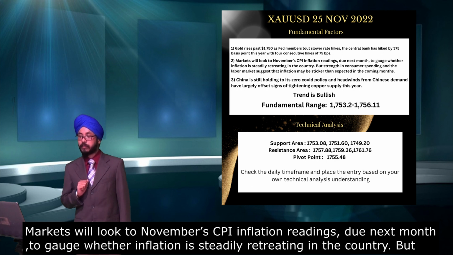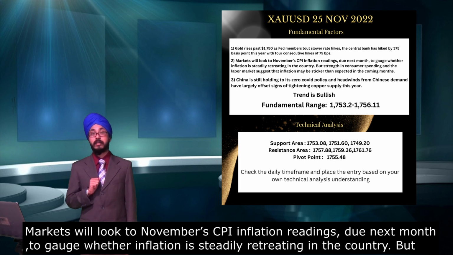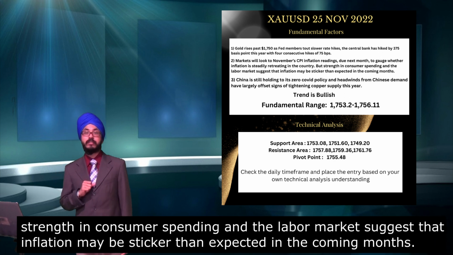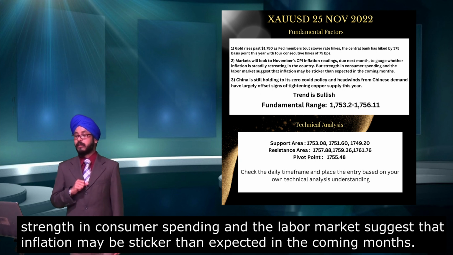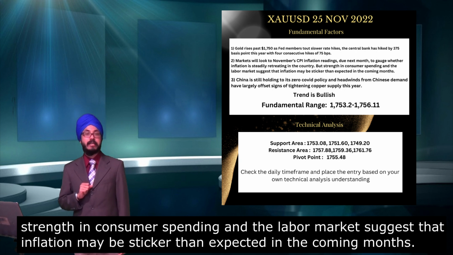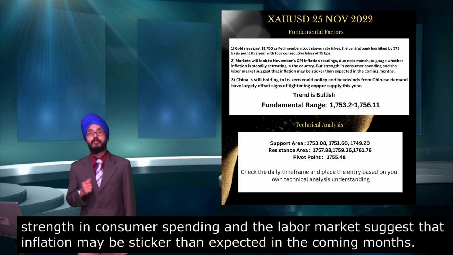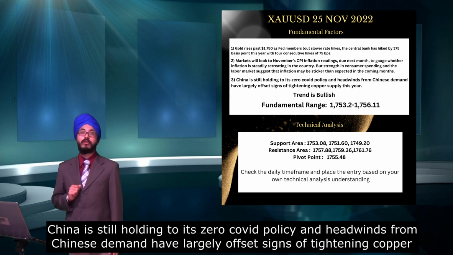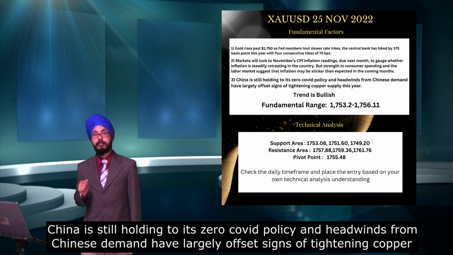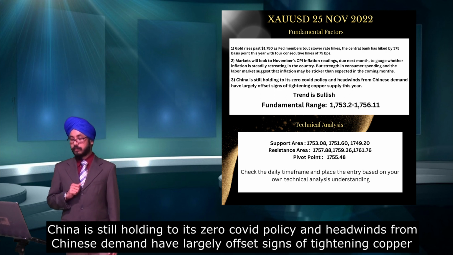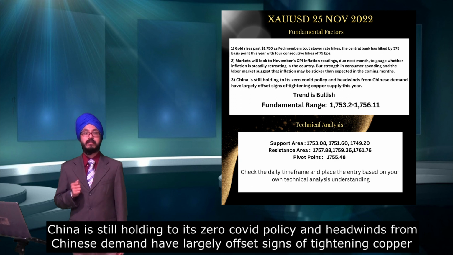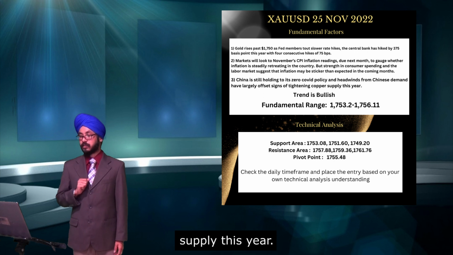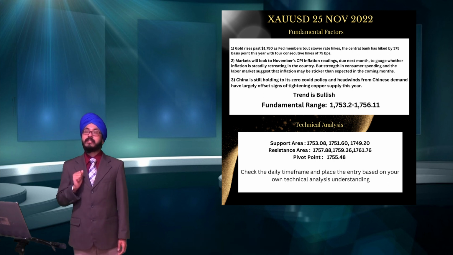Secondly, as we can see, the market is looking towards the November CPI inflation, and the inflation is getting higher in the US. Other than that, the strength in consumer spending and the labor market suggests that inflation would be much higher. Thirdly, China is holding to the zero COVID policy, and it is likely not coming out of it this year, and the Chinese demand has caused copper to tighten India supply. The trend is bullish.